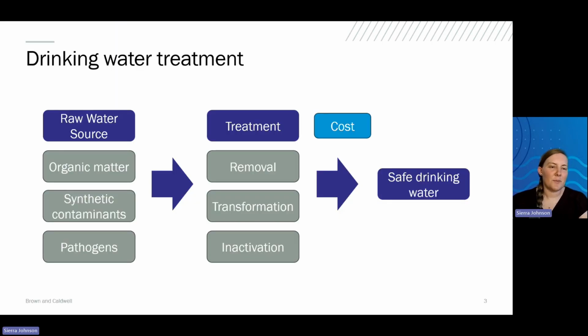Conceptually, drinking water treatment is pretty straightforward. We have different classes of contaminants in our waters. We have organic matter, which is naturally occurring and pretty complex structurally. We have man-made contaminants, and then we have the pathogens. And treatment processes can be pretty varied, and they can deal with these things by a number of mechanisms to produce safe drinking water. And where my job comes in is how do we choose the right treatment processes and how do we make sure that they are affordable and efficient?